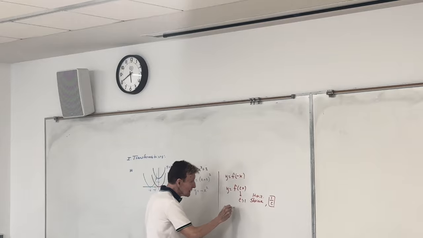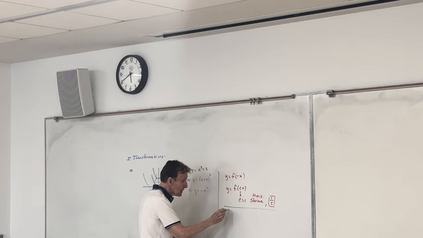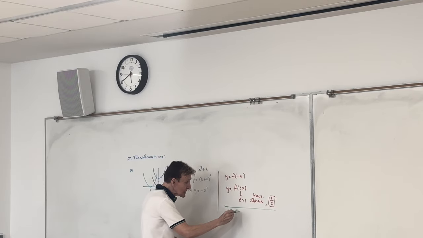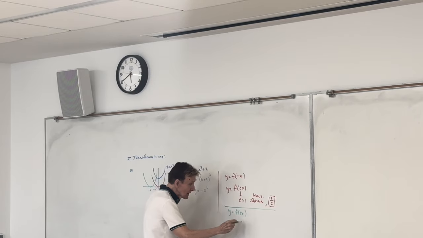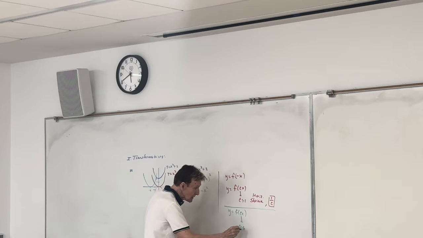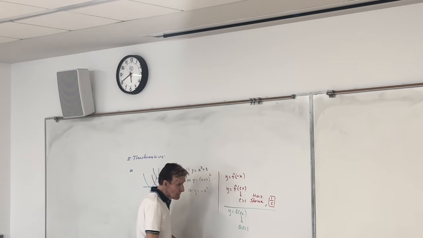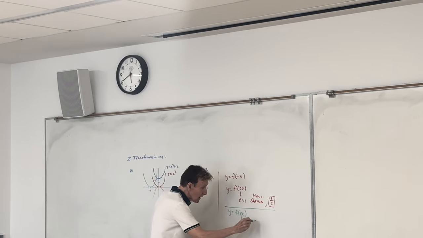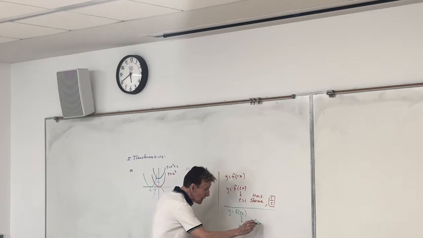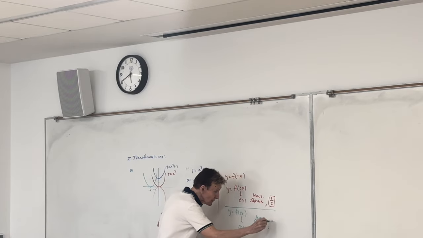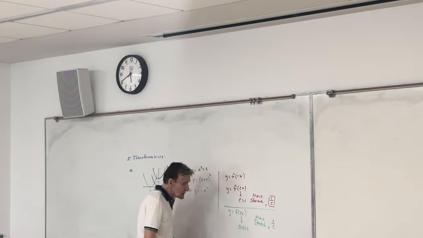The next one says what? f of cx, okay, f of cx again, where 0 is less than c, so less than 1. Whoa, like this. Okay, stretch the graph of y equals f of x horizontally by a factor of 1 over c. So this is a horizontal stretch, not a shrink. By a factor of 1 over c.